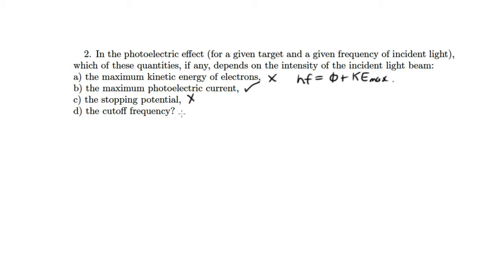And the cutoff frequency. So the cutoff frequency is the lowest frequency for which we can still release electrons from the target metal, and that is going to depend on the work function. So those electrons, when they're released, will have zero kinetic energy if it's at the cutoff frequency. So it's depending on the work function and not the intensity of the light. So this one does not depend on the intensity of light. So the only one which does depend is B, and so the correct answer is B.